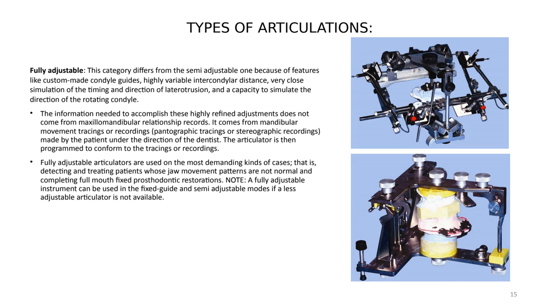A fully adjustable instrument can be used in the fixed guide and semi-adjustable modes if a less adjustable articulator is not available. So in other words, if you have a fully adjustable articulator, but you have a case that is average, you can use it with the average method, and then you don't have to use all the bells and whistles of the articulator. You can use it as a semi-adjustable articulator.